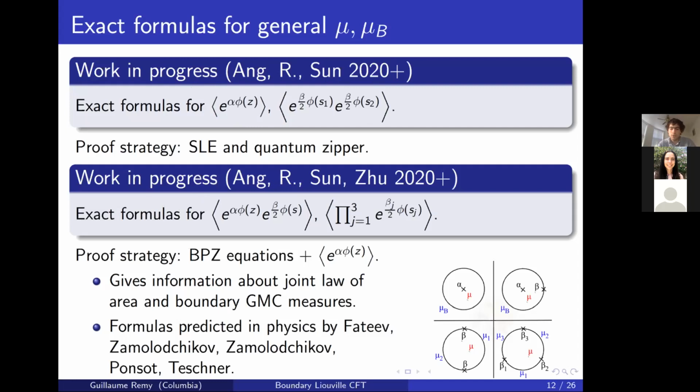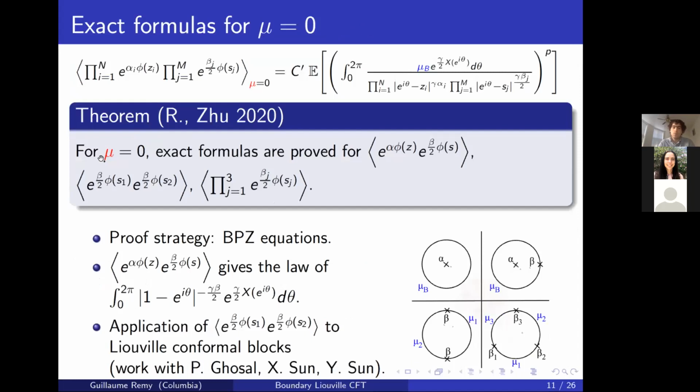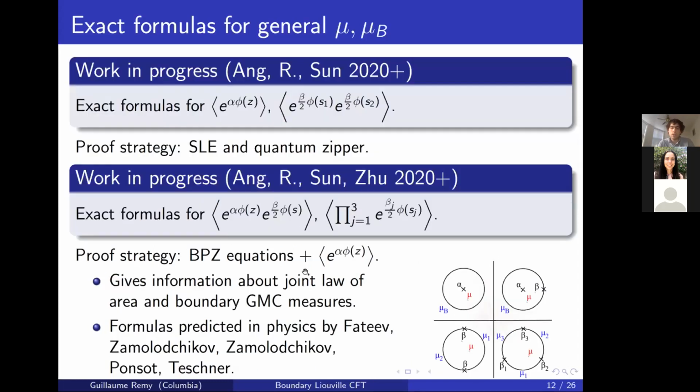Okay, and I should say also other comments I have. So these formulas were predicted by these physicists, and they're going to give you some information about the joint law of area and boundary GMC measures. So the previous formulas, when you were setting the red mu to 0, were just giving you information on these one-dimensional GMCs, on boundary GMC. Now it's going to give you information about the joint law of area and boundary GMC. Okay, so this is the most general case we're working on.